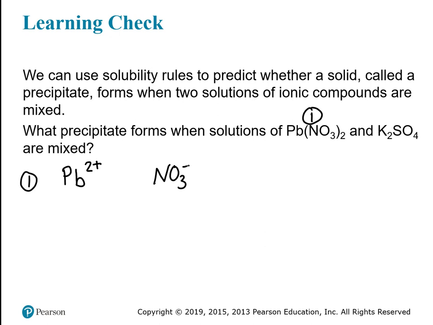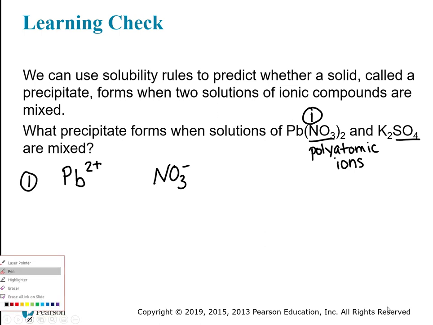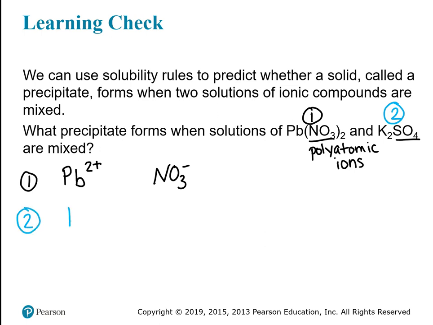And there's a polyatomic ion, okay? That's from chapter 6 again. So the sulfate, nitrate, all those things, and their charges, that's from chapter 6. So solution 1 is going to have lead 2 ions, and it's going to have nitrate ions. Solution 2, we'll do that in light blue. Solution 2 is going to have potassium ions, and it's going to have sulfate ions.